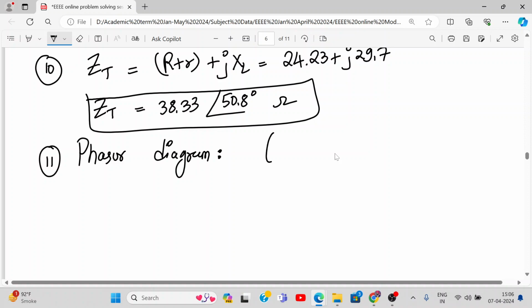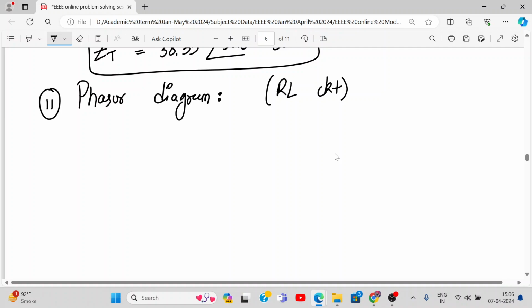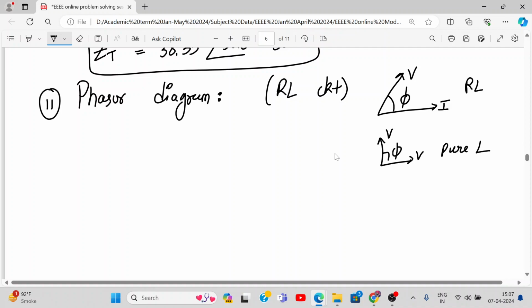Tell me, in an RL circuit, ये RL है ना, is the current lagging the voltage or is the current leading the voltage? Total current. So अगर current मैं ऐसे बनाता हूँ, तो voltage will be leading, right? And the angle between them is phi. अगर pure L circuit होता, तो it would have been ऐसे ना. This is pure L. This is RL. अभी हमारा छोटा r आ रहा है. So that's what we need to take care of.